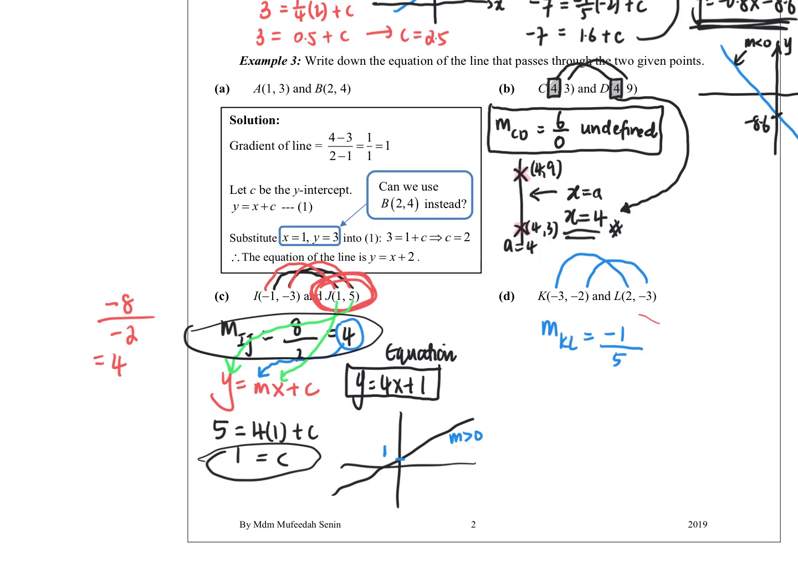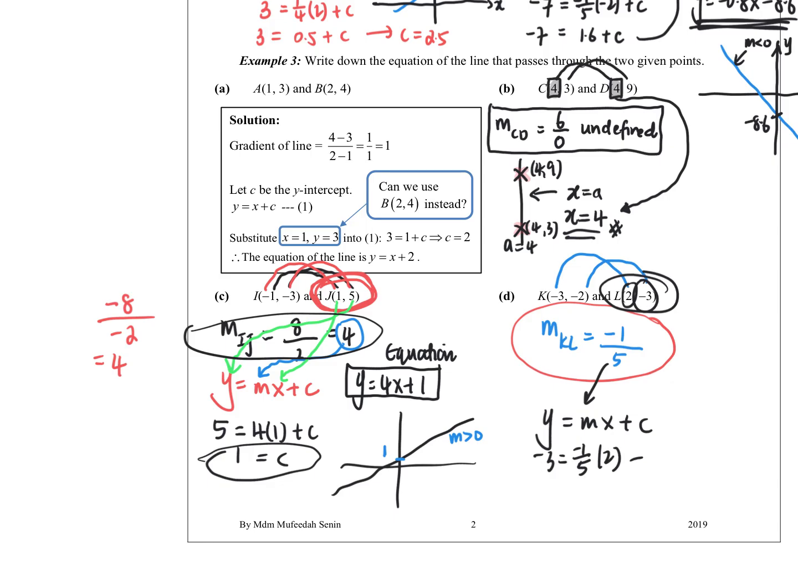Okay, so with gradient, choose one of the coordinates you want. Pick the number you like. No special preference. So I pick L. So y equals to mx plus c. I put in all the values I know. x is 2, y is minus 3. Yes. So c is just minus 2.6. So y equals to minus 0.2x minus 2.6.